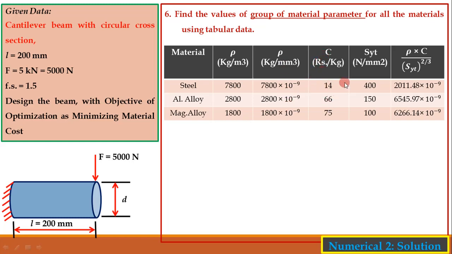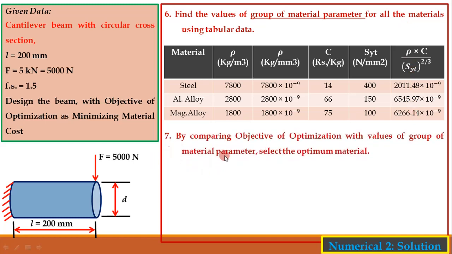Then C is given already in the table, SYT values were given to us in the table. Additionally, we have to calculate this group of parameter values. So rho into C upon SYT raised to 2 by 3. For each material, rho is given, C is given, and SYT is given. So by putting all these values in this equation for each material, you can get the value of group of parameter.